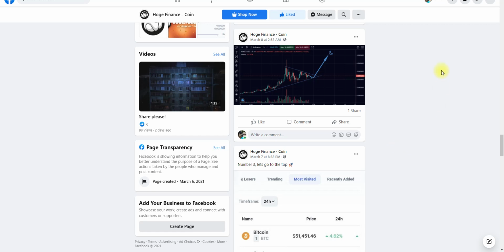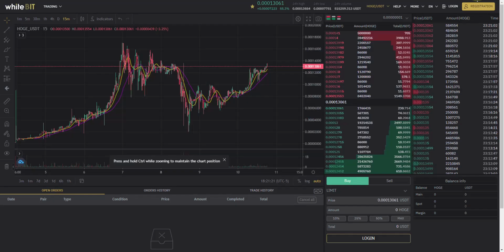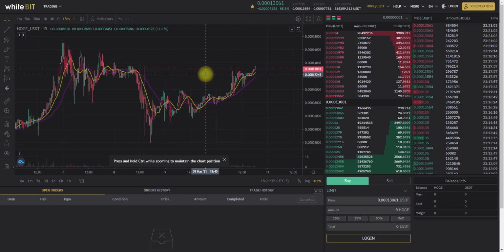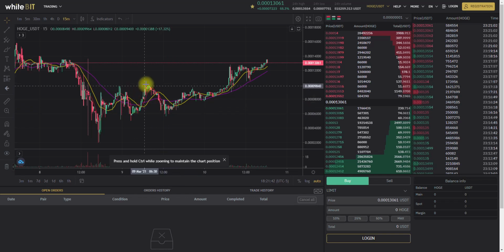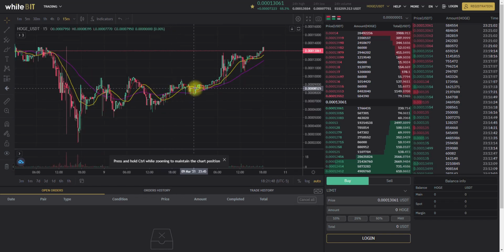Let's look at the Whitebit exchange. I'm going to look at the trading view. So here we are on Whitebit. This was the first exchange that Hoge was listed on. As you can see, after all the whale activity, it started getting a little bit more organized here. As more people got into it, we're getting close to 10,000 holders now. So looking a lot better, a lot more consistent.